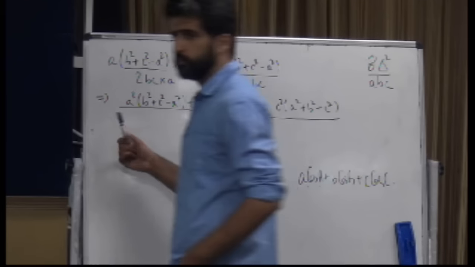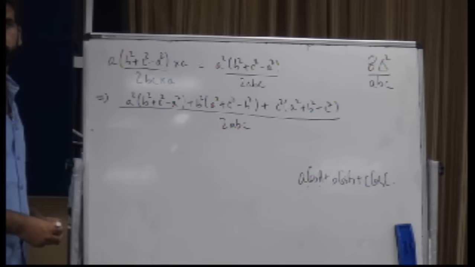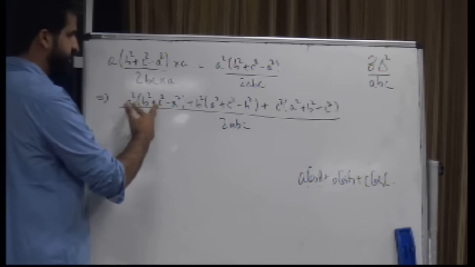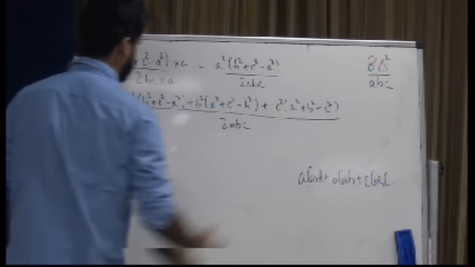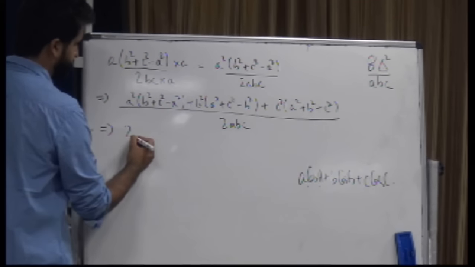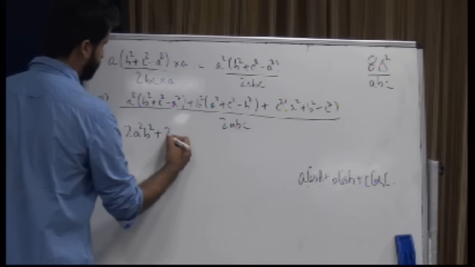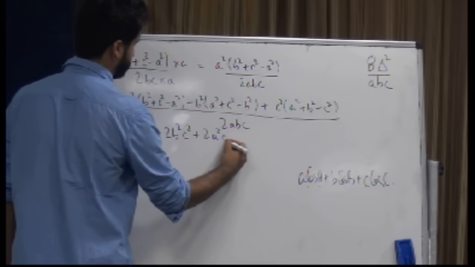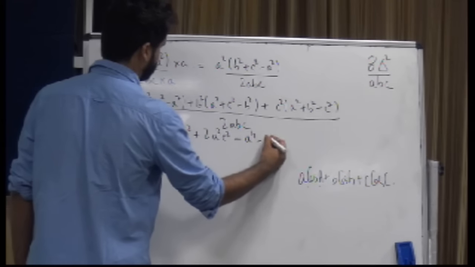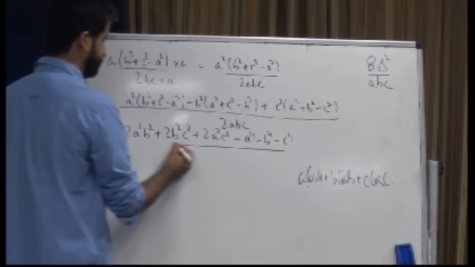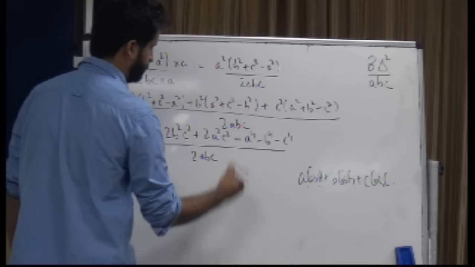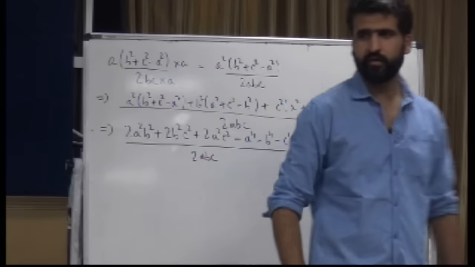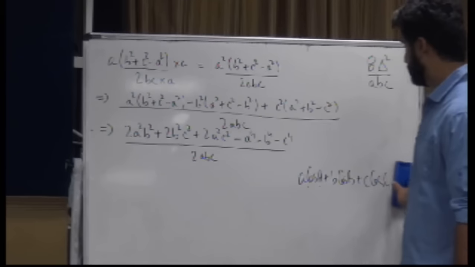So now you multiply all these. Yes. So what do you get? A square B square, and I get A square B square again. Then you have A square C square again, B square C square, B square C square. So this is 2 times A square B square plus 2 times B square C square plus 2 times A square C square minus A plus B plus C whole square. No. Yeah, this is getting minus.